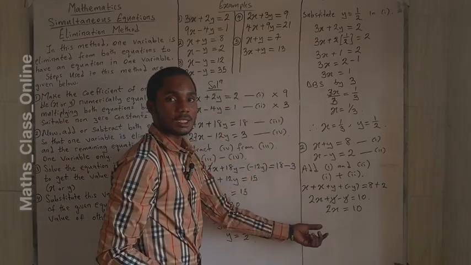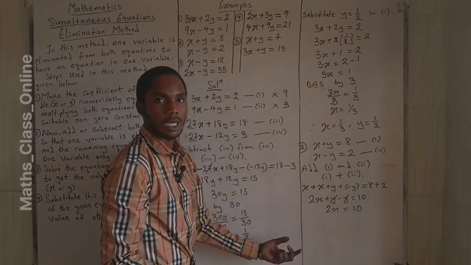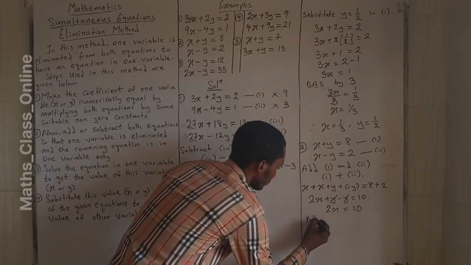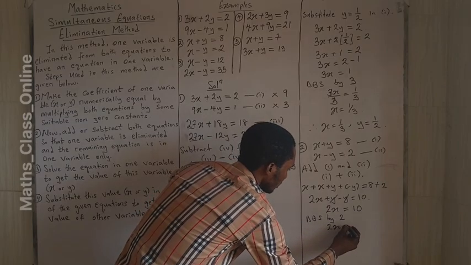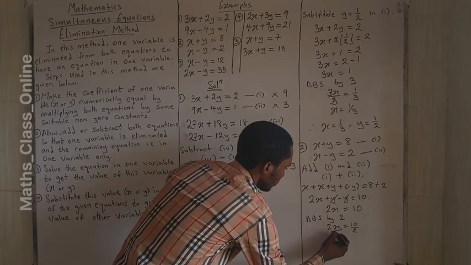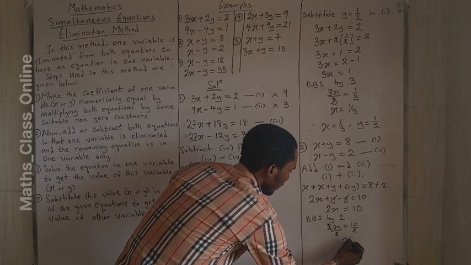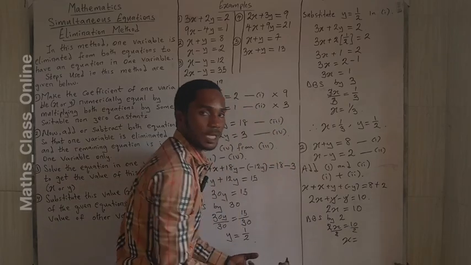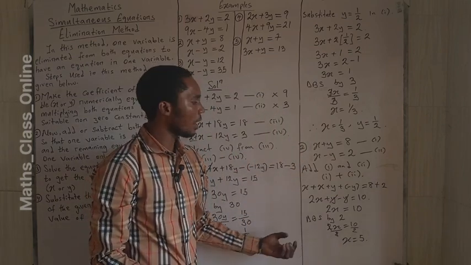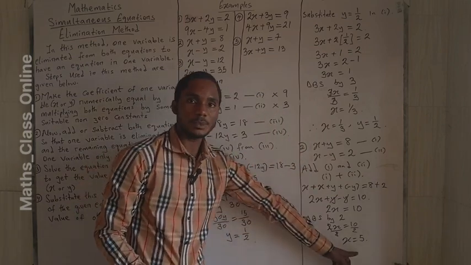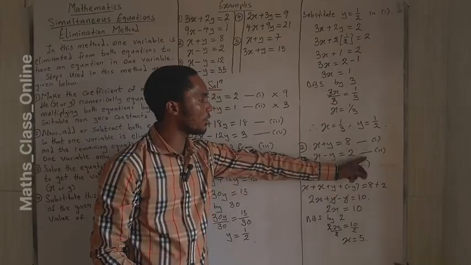To get the value of x, we need to divide both sides by what? By 2. So we have 2x equals 10. The value of x equals 10 divided by 2, and that is 5. The value of x is 5. How are we going to get the value of y? We substitute the value of x into any of these equations.